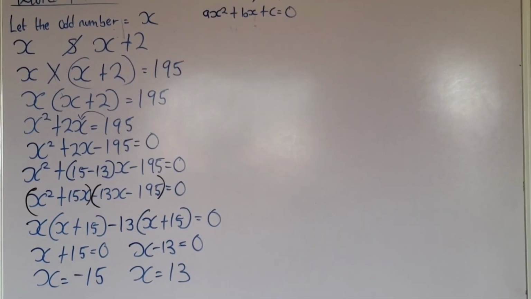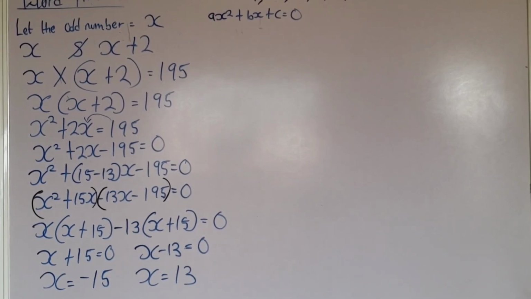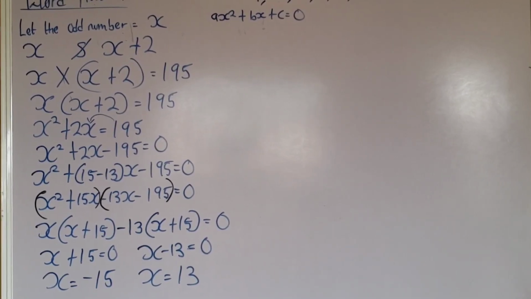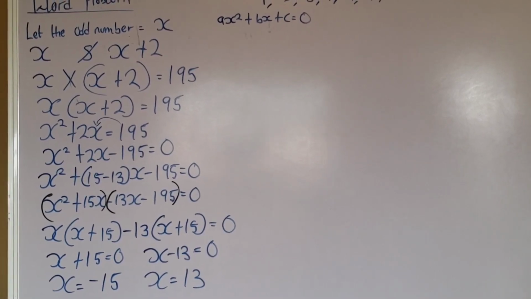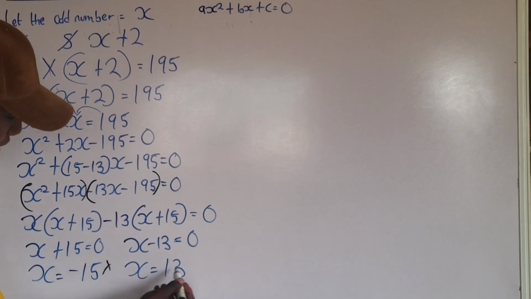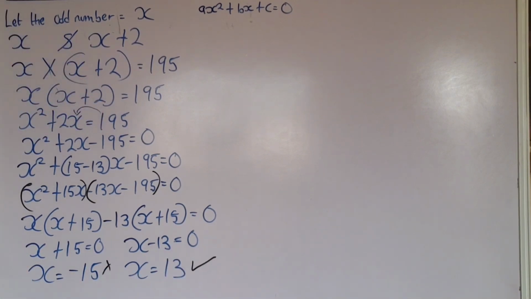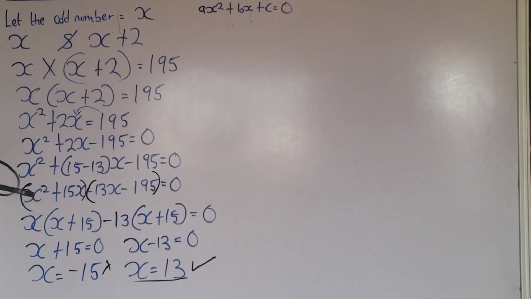Because we are told in the question that the numbers are positive, you know, in the question we are given the product of two consecutive positive odd numbers. So we are going to disregard the negative 15 and we are going to accept this. We are told that the numbers are positive, so we are going to focus on x equals 13. Now, this is not the final answer. We are going to go back to the question. x equals 13.